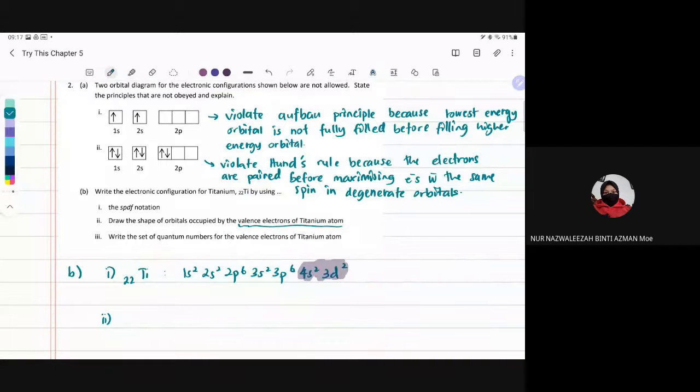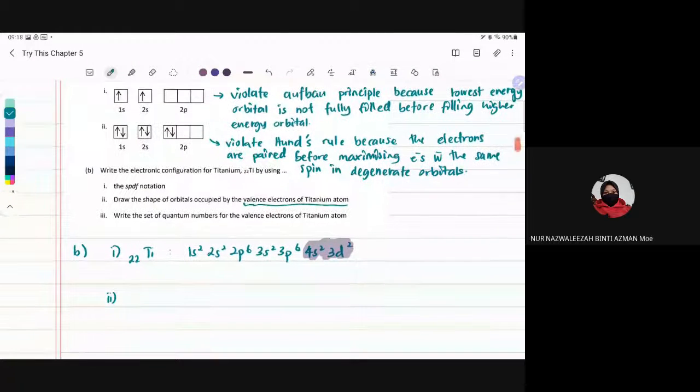Okay. So ini adalah valence electrons dia. Okay. This one nanti saya akan explain kejap lagi dekat dalam chapter 6 actually. Okay. So kalau kita nak lukis orbital saya, kita kena lukis orbital dekat dalam 4s dan juga 3d. Tapi kalau kita tengok dekat sini, when drawing the orbital, sebab kita tahu kalau ikut Hund's rule.